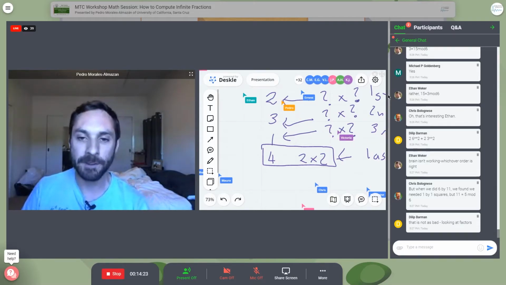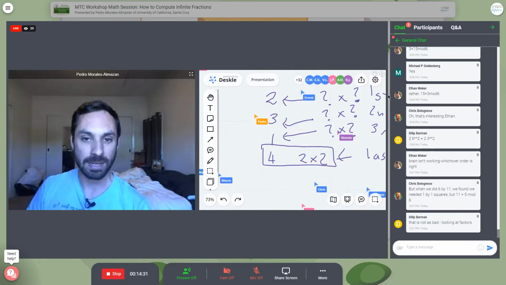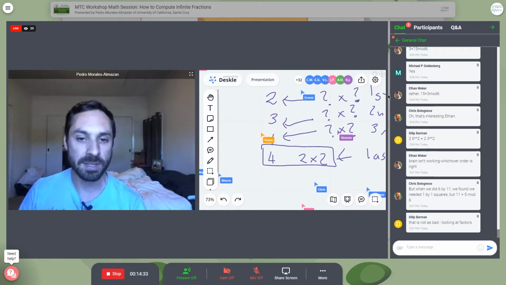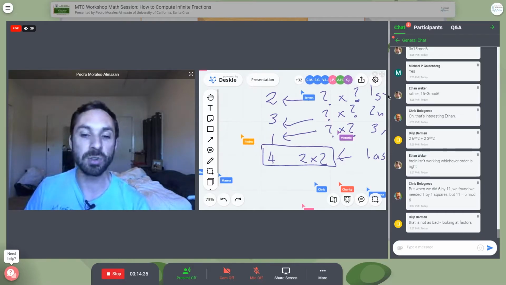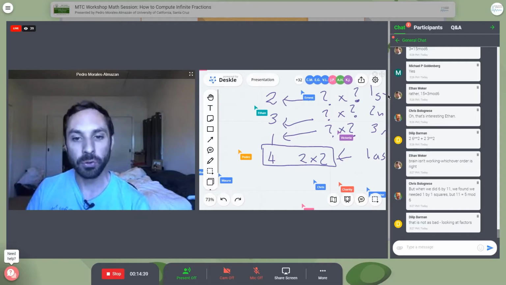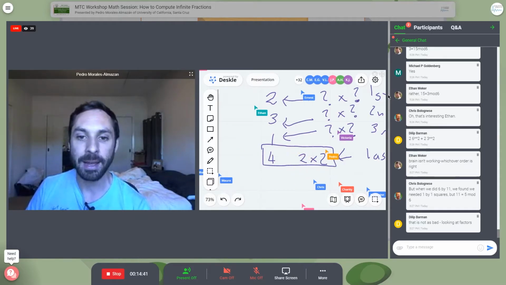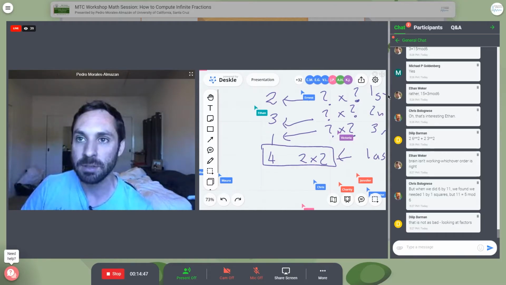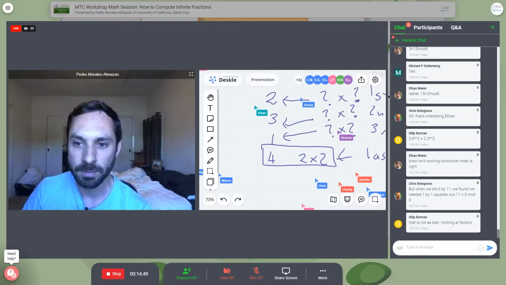So let's actually fix on this one that I wrote in here. I know that in the first stage, there are 2 squares. On the second stage, there are 3 squares. In the third stage, there is only 1. And on the last stage, there are 4. And those 4 actually have a size of 2 by 2. So the task is to find all the previous stages. Does that make sense?